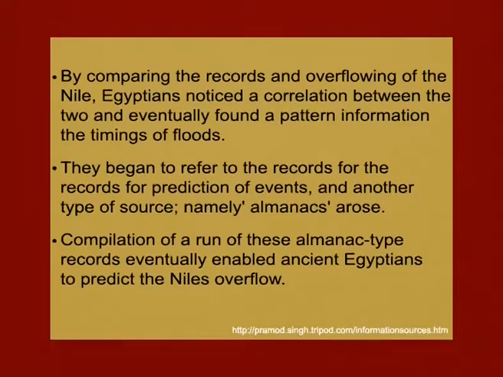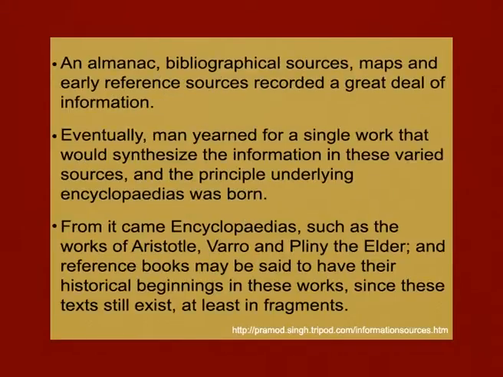So, the tacit knowledge of those people is getting converted into explicit knowledge. They began to refer to the records for prediction of events, and another type of source, namely almanacs, took its birth. Compilation of a run of these almanac-type records eventually enabled ancient Egyptians to predict the Nile's overflow. An almanac is a bibliographical source where maps and early reference sources recorded a great deal of information.